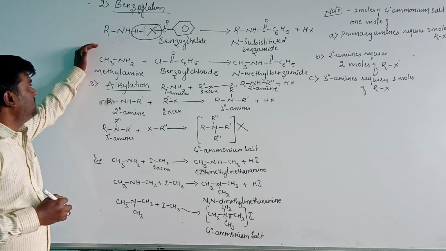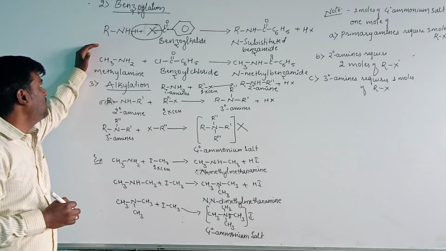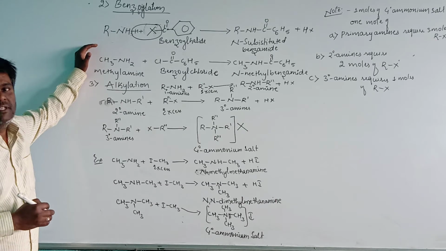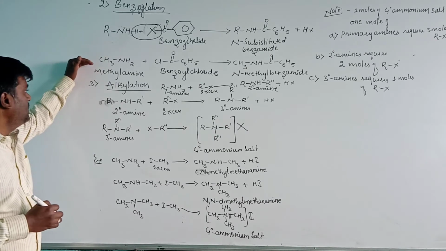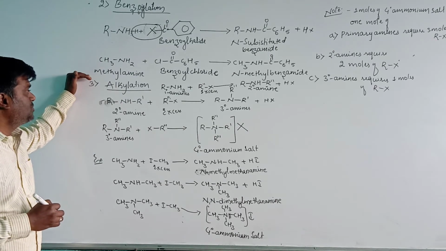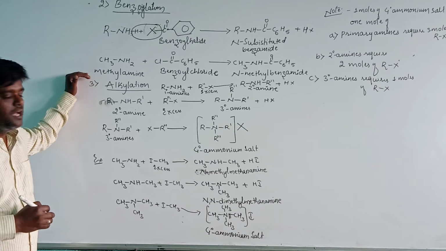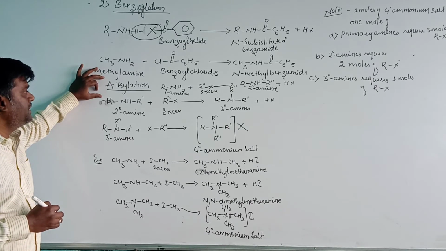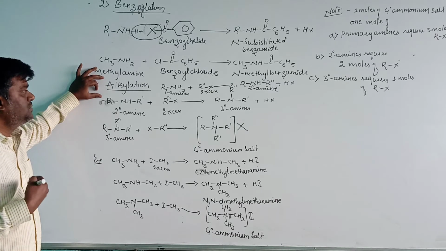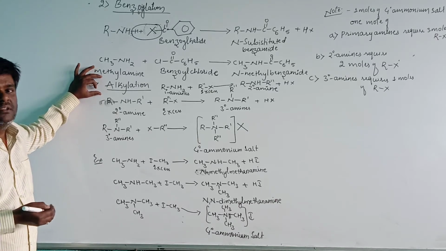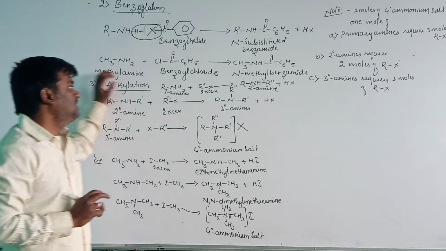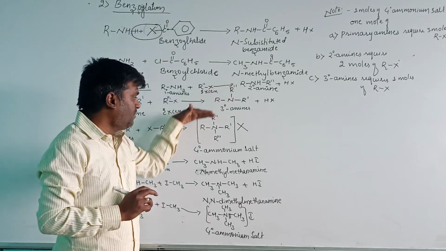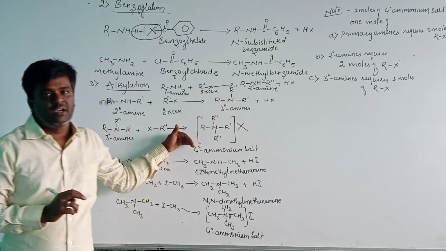The substitution of a benzyl group in the amine is known as benzylation of amine. And alkylation is the substitution of an alkyl group. In the alkylation of amine, when the primary amines and excess alkyl halides are reacted, it will produce the secondary amine, tertiary amine, and finally the quaternary ammonium salt.